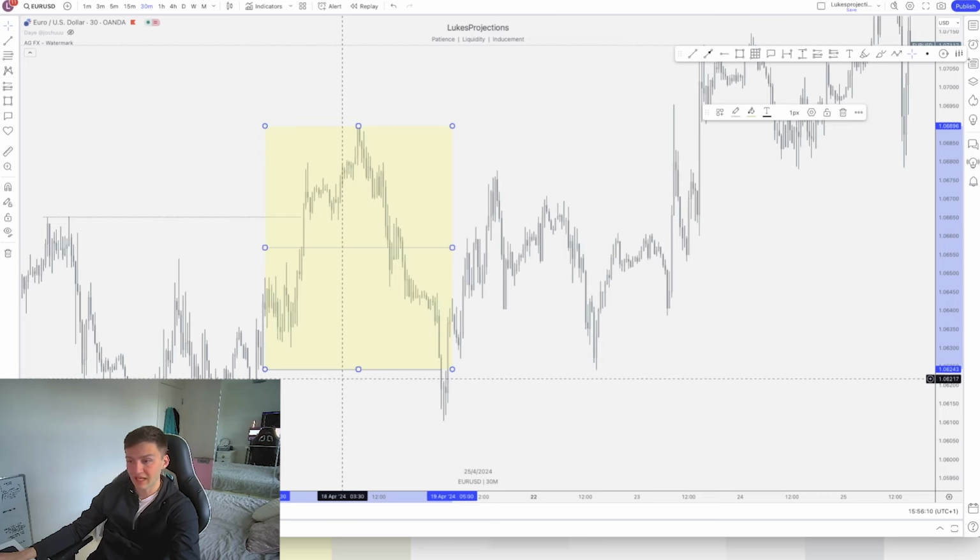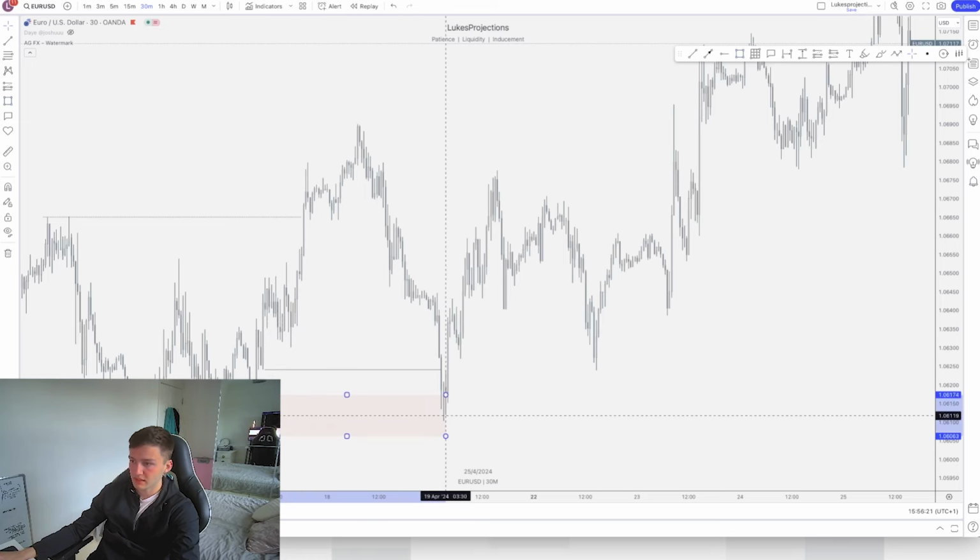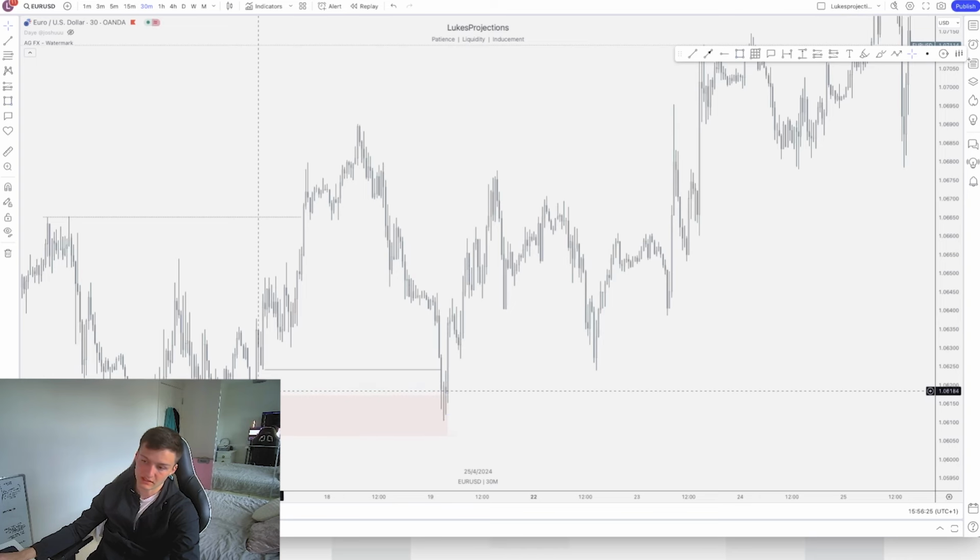We haven't got any valid POI there. Now if we have a look, we have our order block here that hasn't been mitigated. We've got the liquidity above it and it hasn't been tested. So it's a valid order block. It's got the volume we need, so that is the one we're going to be using.